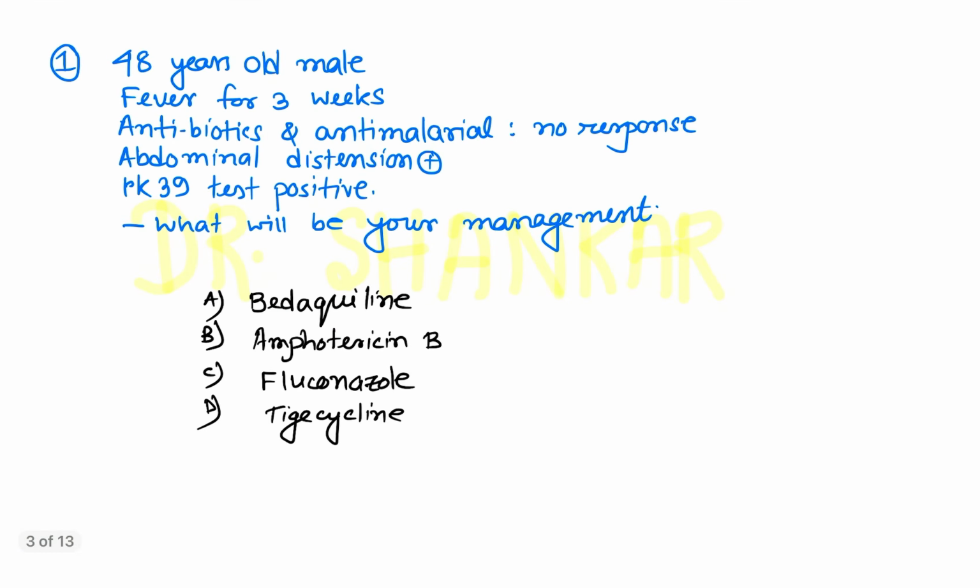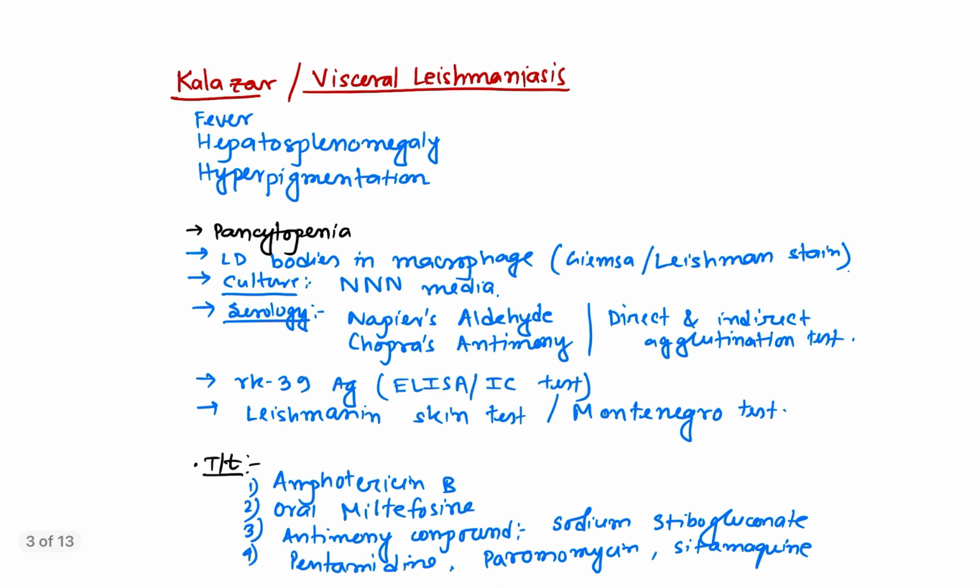Question number 1: a 48 years old male coming with fever for last 3 weeks. Anti-malarials and antibiotics were given, but there was no response. Abdominal distension was there, and especially the RK39 antigen test was positive. So these clinical features, fever and abdominal distension with RK39 antigen test positivity, diagnose the case as visceral leishmaniasis or Kala Azar.